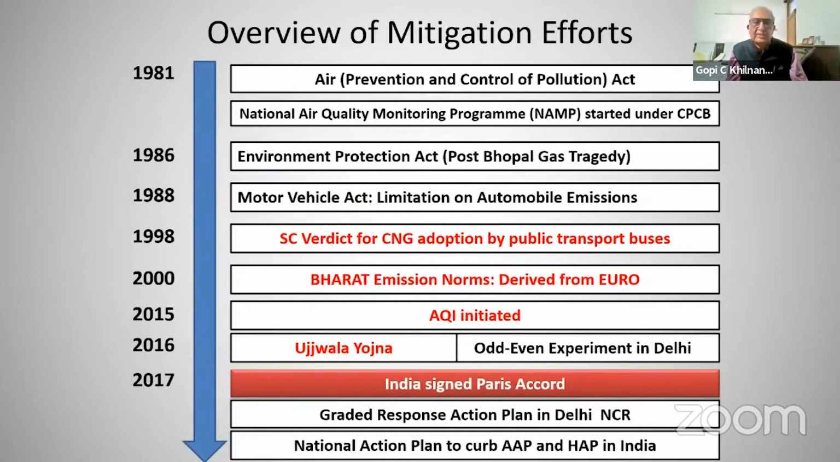So, the final slide is, there have been several efforts to mitigate. The Air Prevention and Control of Pollution Act came in 1981. National Air Quality Monitoring Program started. Environment Protection Act, post-Bhopal tragedy, was enacted. Motor Vehicle Act came to limit automobile emission. Supreme Court verdict for CNG adoption by public transport buses. This came after Dr. Pandey's study. Bharat emission norms have been there. AQI was initiated, and now the Ujjwala Yojana, and India has signed the Paris Accord also.